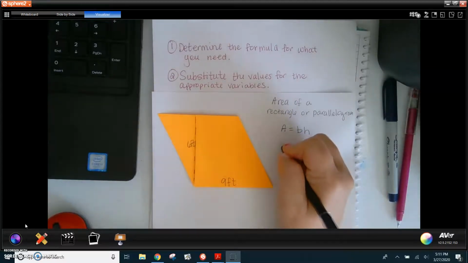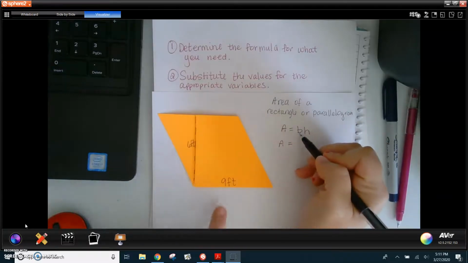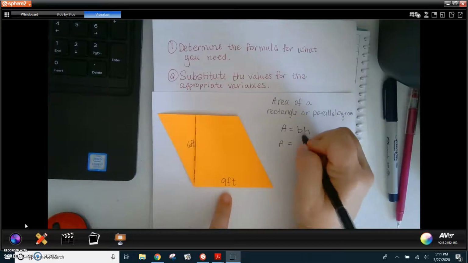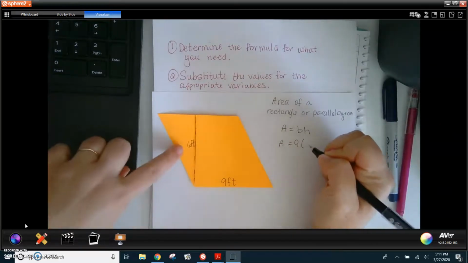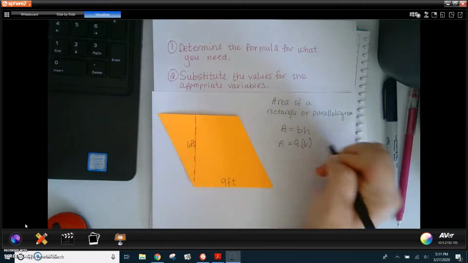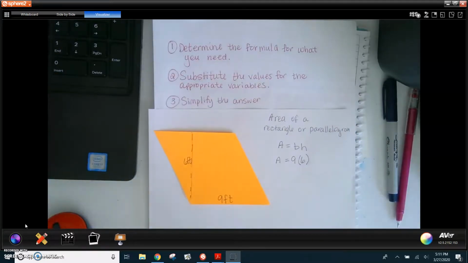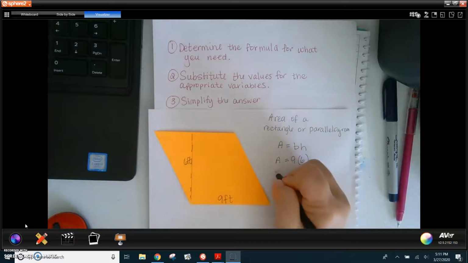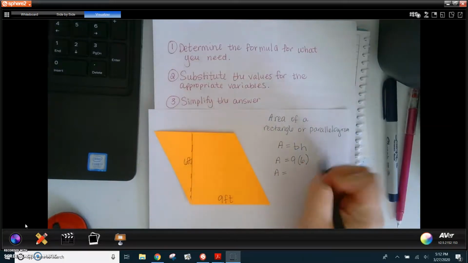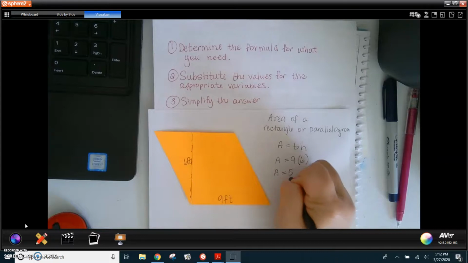All right, step 2 is going to be substitute the values for the appropriate variables. So right now we do not know the area, I'm going to write it as an A. The base is 9 feet, so I'm going to substitute the B for 9, times the height, in this case is 6. Step 3 is to simplify my answer. So I have A equals, and 9 times 6 is 54.